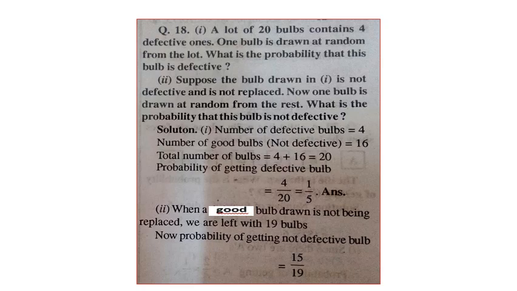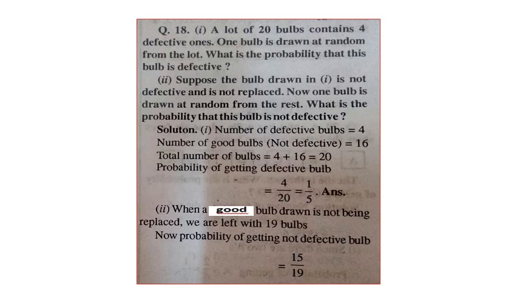Question number 18. A lot of 20 bulbs contains 4 defective ones. One bulb is drawn at random from the lot. What is the probability that this bulb is defective? Question number 2. Suppose the bulb drawn in first draw is not defective and is not replaced. Now one more bulb is drawn at random from the rest. What is the probability that this bulb is not defective?